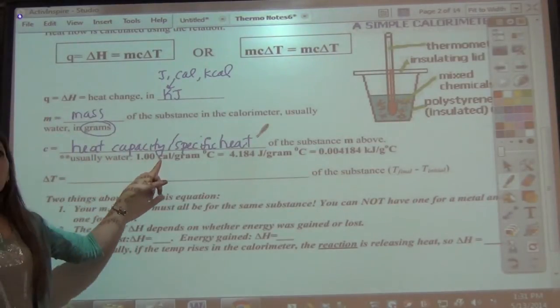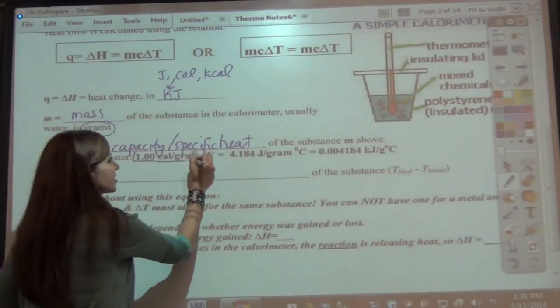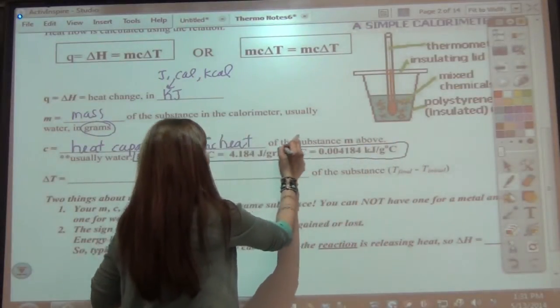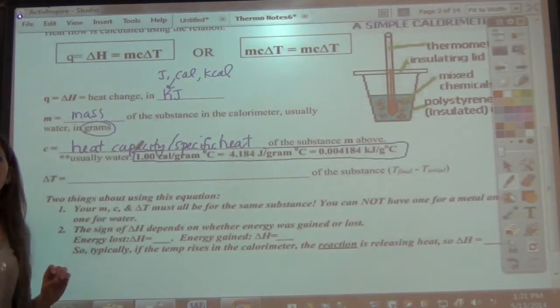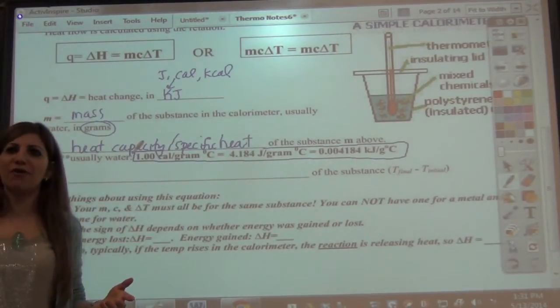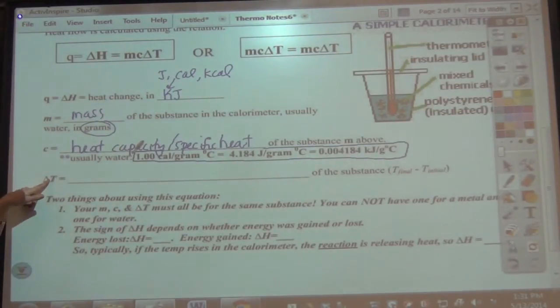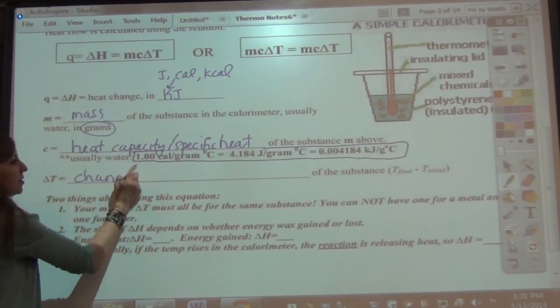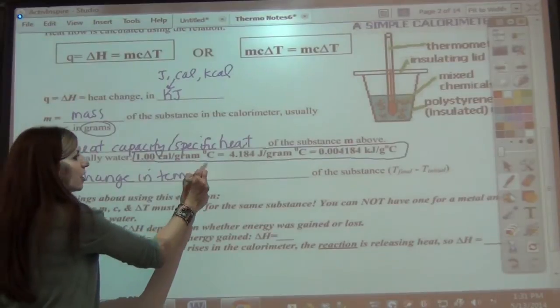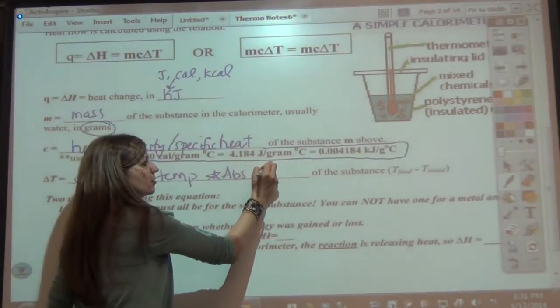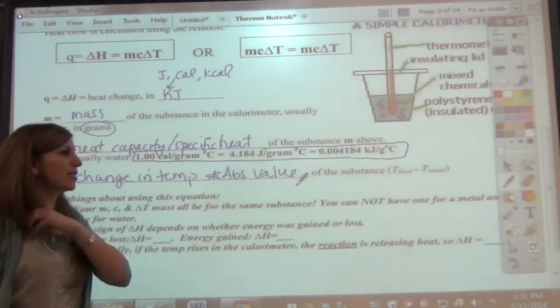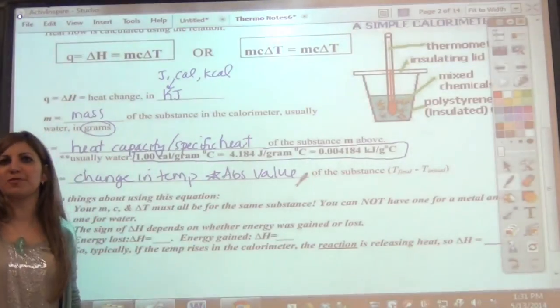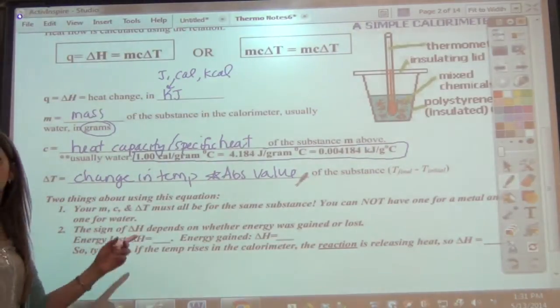So usually we use water. I want you to box this in because we're going to use it on the next page. This will always be given to you. Water's will always be given to you because we use water so often in solutions. What is delta T? Change in temperature. Awesome. Change in temp, and I want you to put a star. It's the absolute value. So it doesn't really matter. Typically you do final minus initial, but we're going to do absolute value, so no sign, for your temperature change.